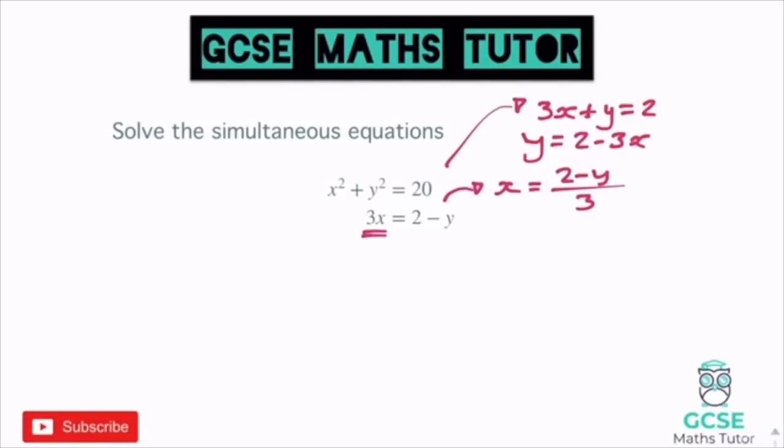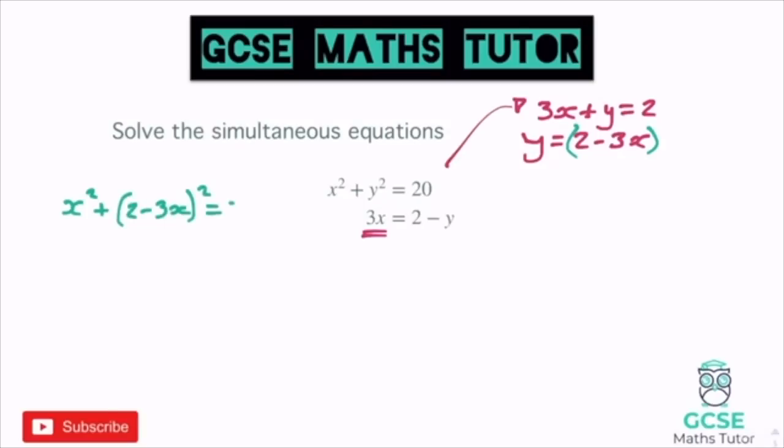So we've got y equals 2 minus 3x. Just so you know, you can actually do it like that as well, but let's get rid of that. So that's what I'm going to substitute in. Again, remembering we can stick a bracket around that, and we're going to put it in place of y. So if I stick that into the equation, we have x squared plus 2 minus 3x, that's all squared, and that equals 20.